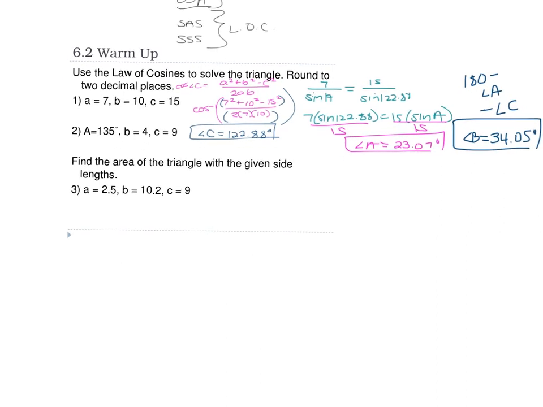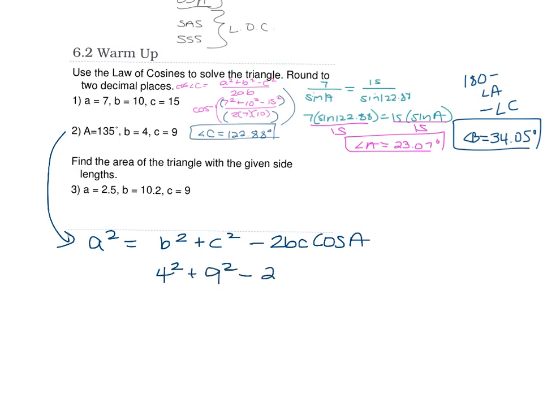All right, the next one is a side-angle-side scenario. So the first thing you have to do is find the missing side, which is A. A squared would equal the other two sides squared added together, so b squared plus c squared minus 2bc cosine of A. So 4 squared plus 9 squared minus 2 times 4 times 9 times the cosine of 135. And I get A squared would equal 147.91. So I'm going to square root that answer.